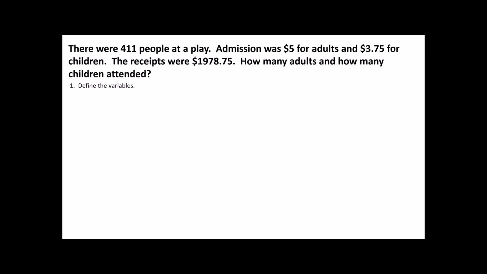Notice the question tells us what our variables are. A is adults, C is children. I'm looking again for relationships. In this case, I have a number of people because I'm told there were 411 people at the play. If I look at my adults and children being a total of 411, you can come up with your first equation. The second equation is going to deal with the money that's brought in.